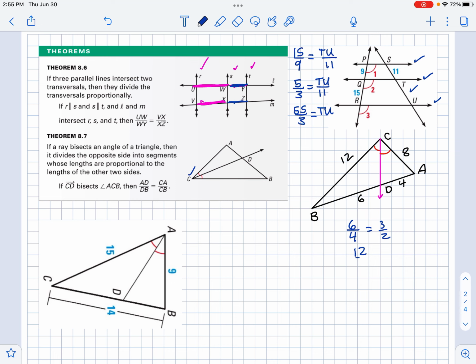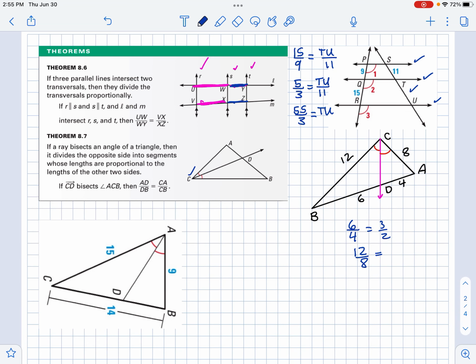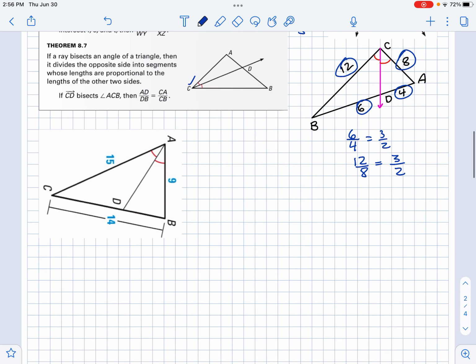We've got 12 over 8. And that 12, 4 will go into 12 3 times, and 4 will go into 8 2 times. So there you can see it. So notice, we did the ratio of this to this, largest to smallest, and then we did this to this, the other two sides. Okay, now let's look at this one. This is a similar situation here.